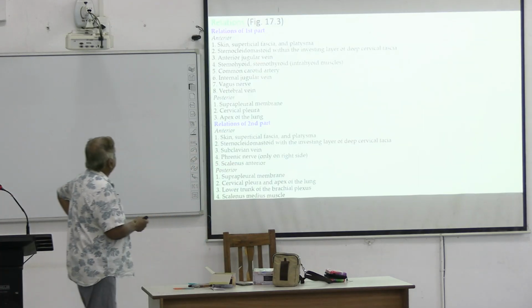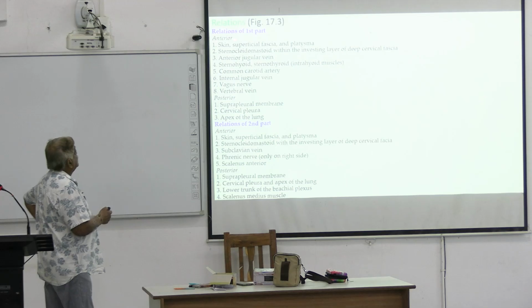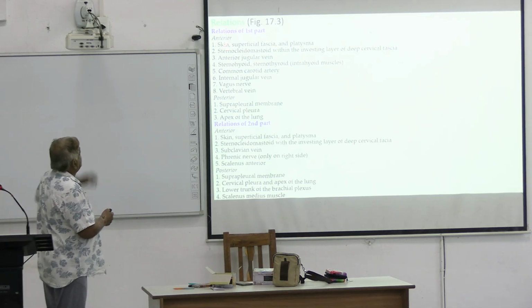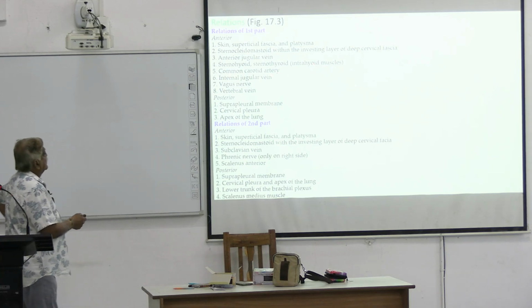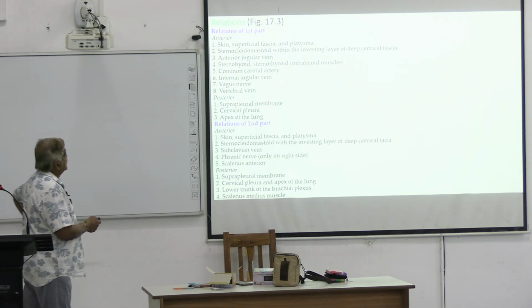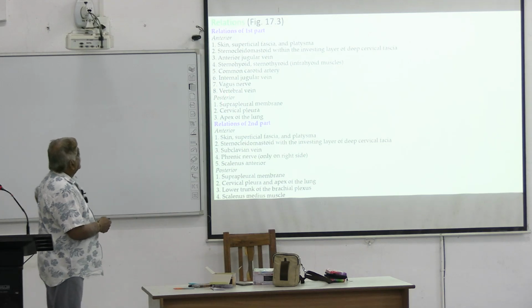Now relations. The anterior relations of the first part: skin, superficial fascia, platysma muscle, sternocleidomastoid muscle, the investing layer of deep cervical fascia, anterior jugular vein, sternohyoid, sternothyroid, infrahyoid group of muscles. Now, common carotid artery, internal jugular vein, vagus nerve, vertebral vein. Now, the posterior relations: suprapleural membrane, cervical pleura, apex of the lung.